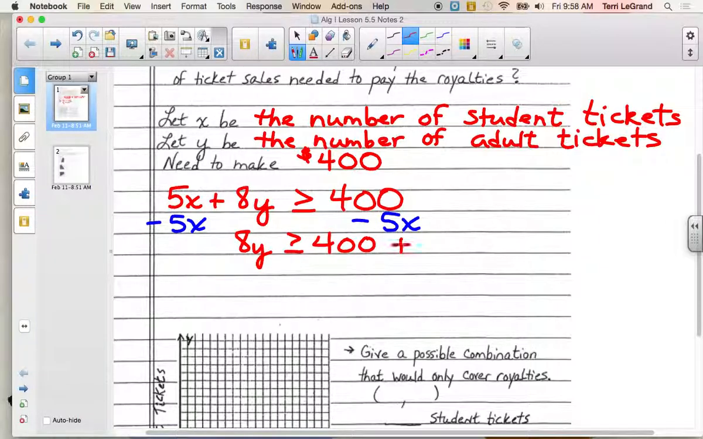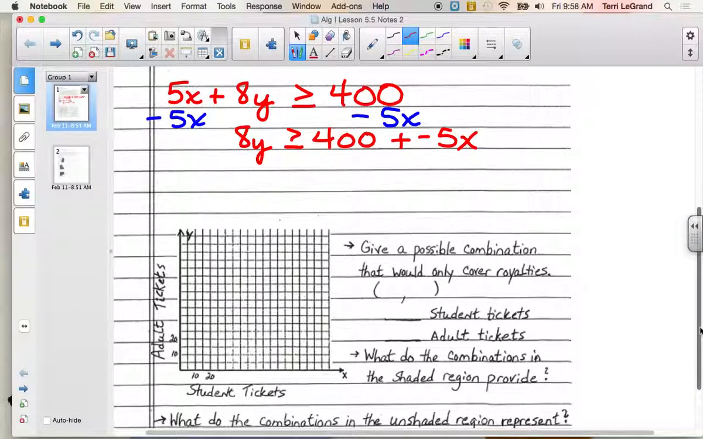Now I'm going to change that to add the opposite. I'm going to make it plus a negative 5x. And then, what are we going to do? Divide by 8. Okay, every piece has to be divided by 8.